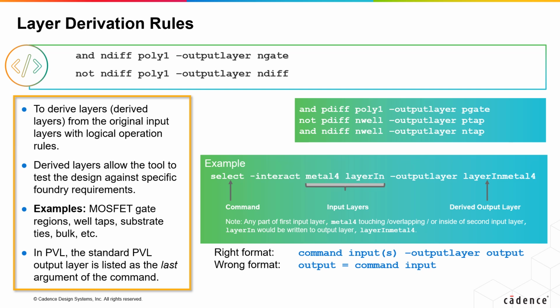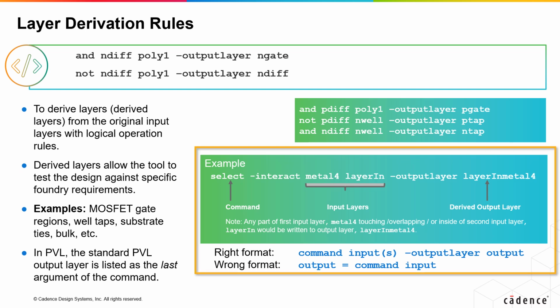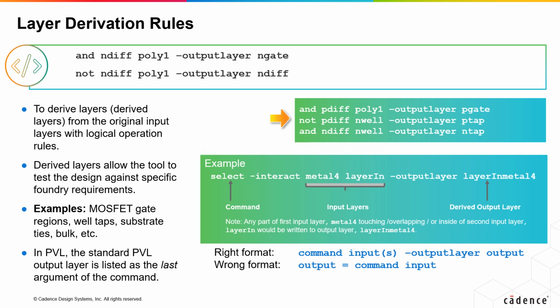This provides several logical operation rules that can be applied to existing layers to derive new layers. For example, MOSFET gate regions, well taps, substrate ties, and bulk. In the PVL, the standard PVL output layers are listed as the last argument of the command. In the example, the select rule selects polygons in the input layers, as the options specify: any part of the first input layer, Metal 4, touching or overlapping or inside of the second input layer would be written to the output layer. Here are some more examples that are being demonstrated.